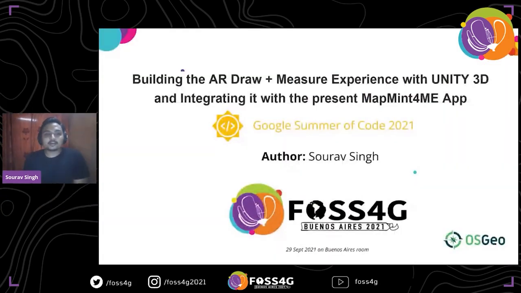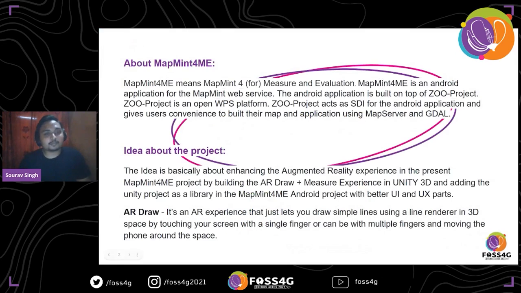You can start. Okay. Hi, everyone. This is Sourav Singh. I am a third year undergrad student at the Indian Institute of Information Technology, Nagpur, Maharashtra, India. This summer, I contributed to Google Summer of Code 2021 in the OSGeo organization. My project was related to the MapMint 4ME project, titled Building the AR Draw and Measure Experience with Unity 3D and Integrating It with the Present MapMint 4ME app.